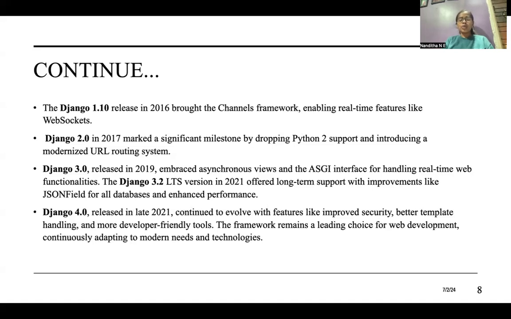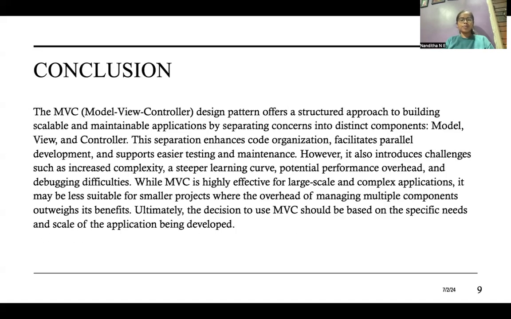The Django 3.2 LTS version in 2021 offered long-term support with improvements like the JSONField for all databases and enhanced performance. Django 4.0, released in late 2021, continued to evolve with features like improved security, better template handling, and more developer-friendly tools. The framework remains a leading choice for web development, continuously adapting to modern needs and technology.